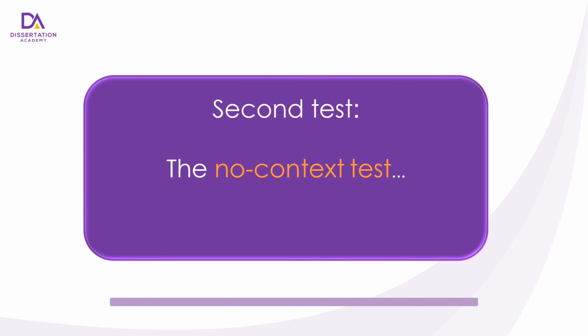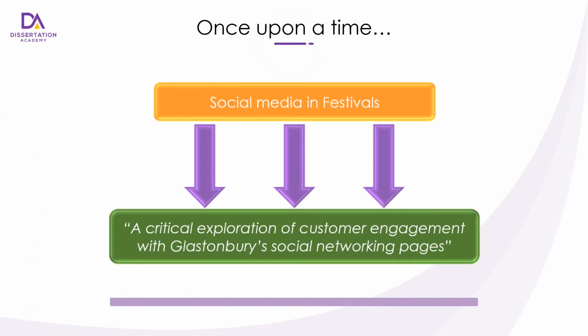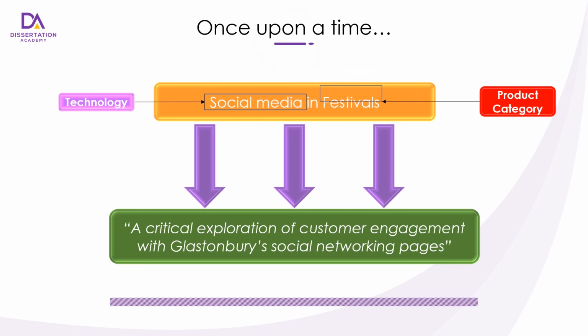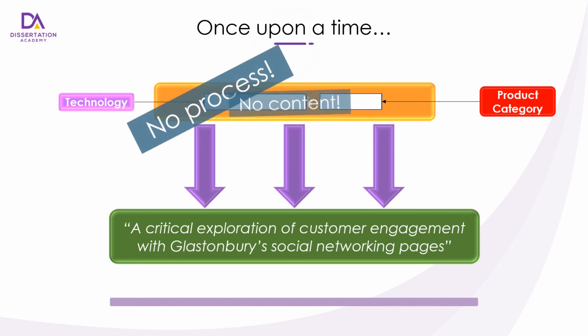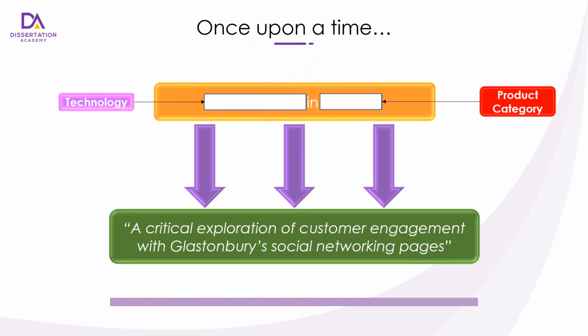Before you apply the no context test to your working title, let's apply it to John's 2 titles that we looked at the beginning of this video. In the first title, there are 2 context elements: social media, which is a technology, and festivals, which is a product category. If we remove these, well, nothing is left. There's no process, no content, it's only context. And therefore it's not a good title. And no wonder the students struggled so much with it.